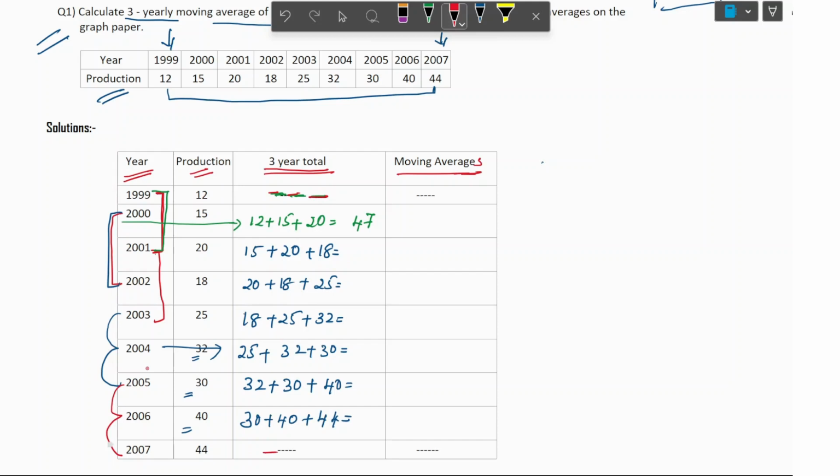Automatically, the last year is also going to be blank. If you write on top, it is going to be wrong. Therefore, be careful while writing. In a 3-year moving average, the first row is blank and the last row is also going to be blank. Therefore, the values are going to be in between, because according to these we are going to plot the graph. If you are not writing properly, it is going to be wrong.